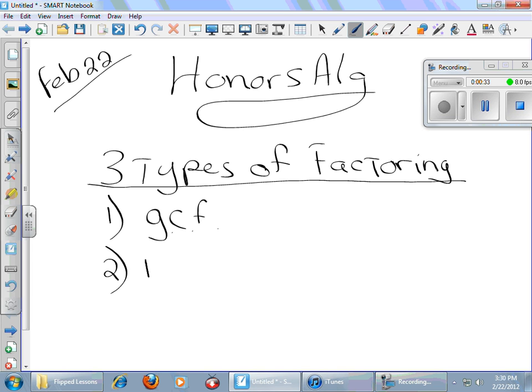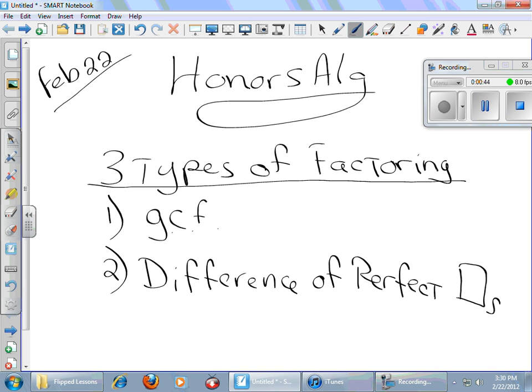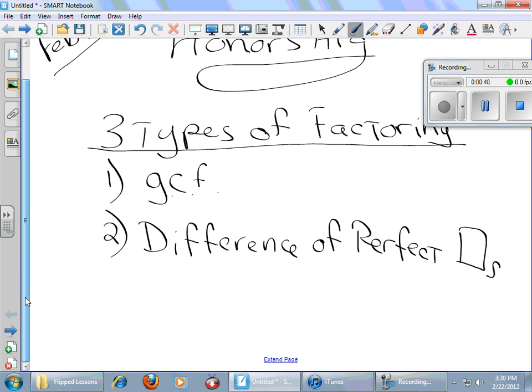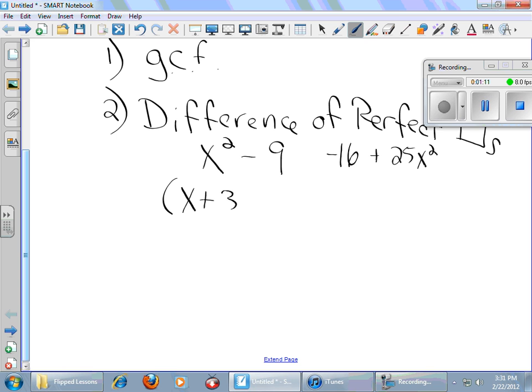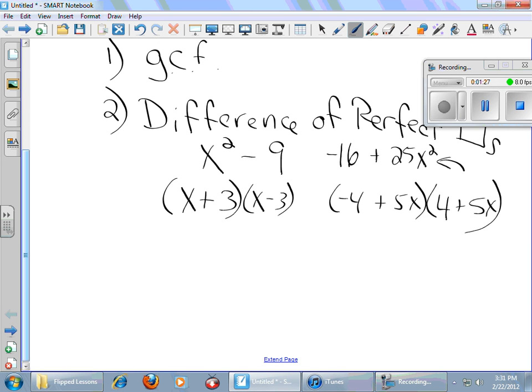The second type is called the difference of perfect squares. And remember, the difference of perfect squares will look something like this. You will have a perfect square minus a perfect square. It could also be a negative perfect square plus a perfect square. Any one of those. And if you have those, they factor real simple. This one would factor as x plus 3 times quantity of x minus 3. This one could factor as negative 4 plus 5x and positive 4 plus 5x. If you wanted to, you could simply rewrite this with the x term first. Either way, it would factor the same.